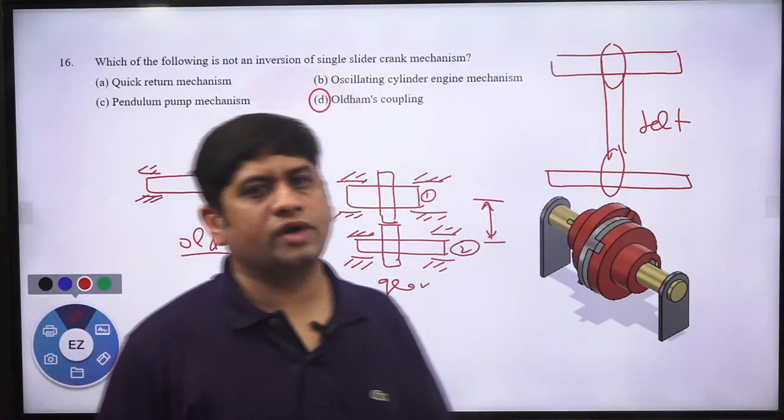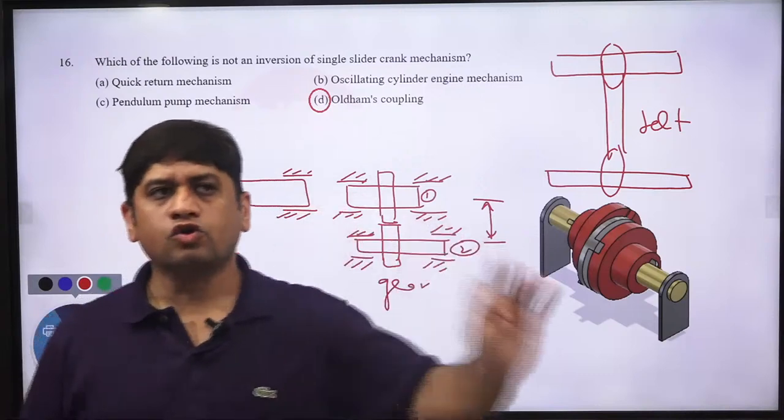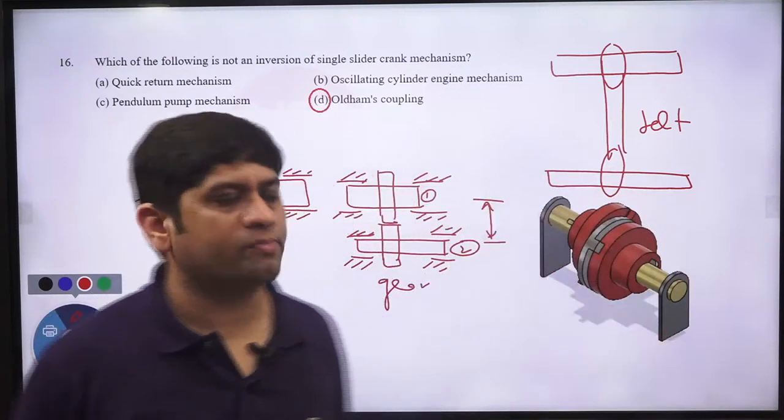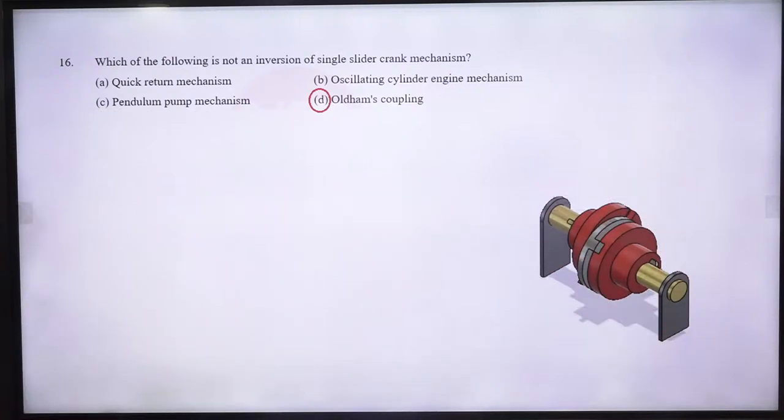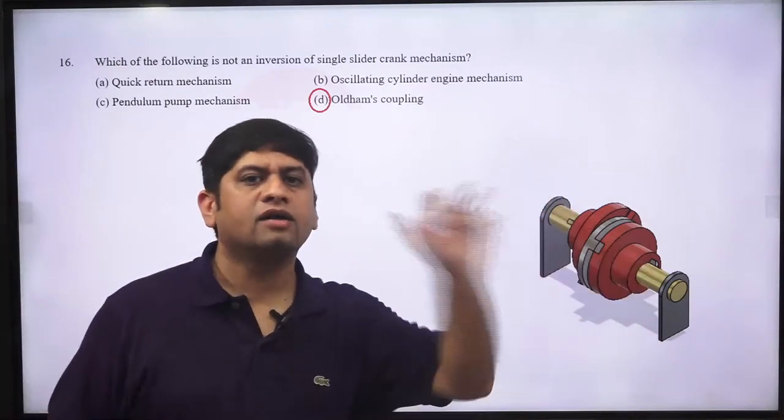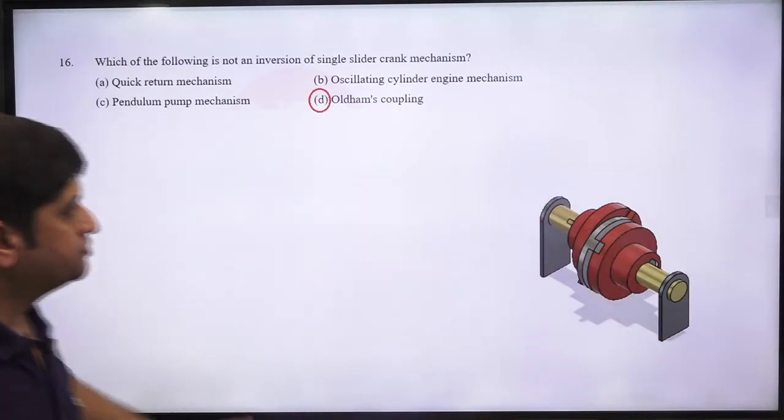When do you use a universal joint? Let me ask you, when do you use a universal joint? What is the purpose of using a universal joint? So Oldham coupling, gear, belt, and universal joint. Remember this.